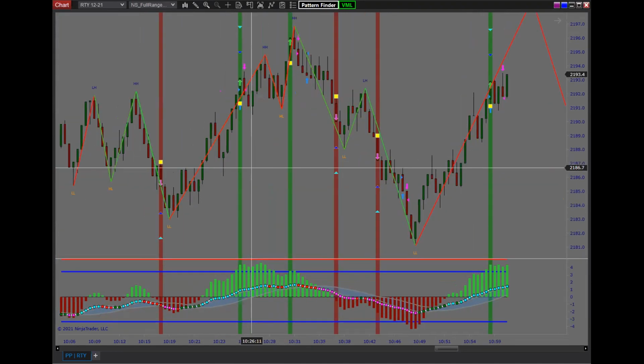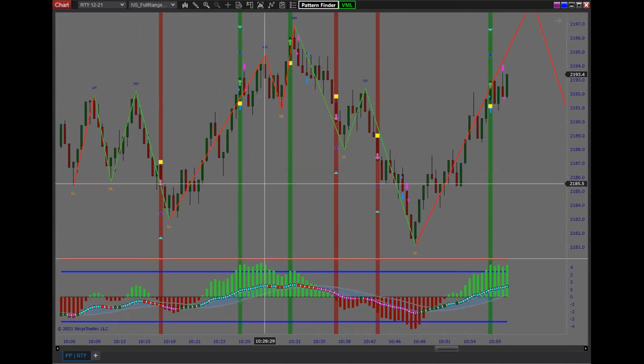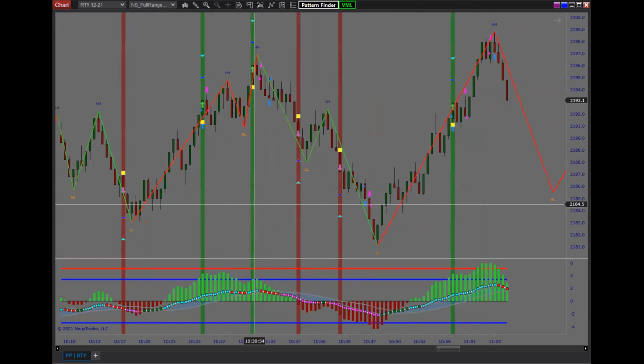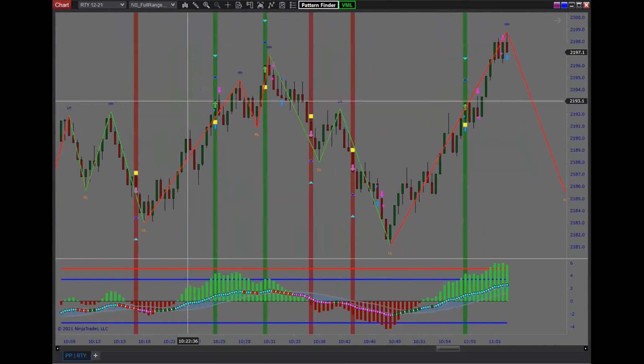Can you guys still see my screen? The chart, did anything disappear? Because I saw something change on what I'm seeing on my end. Can you guys still see the chart? Okay, all right, perfect.